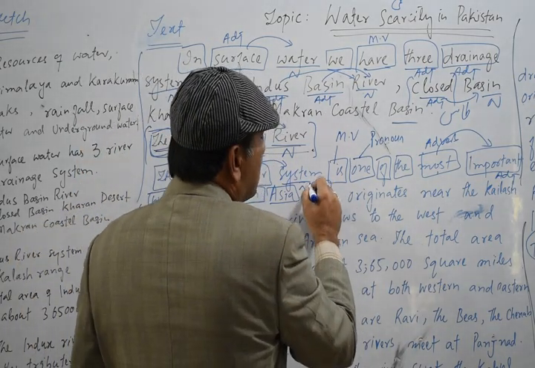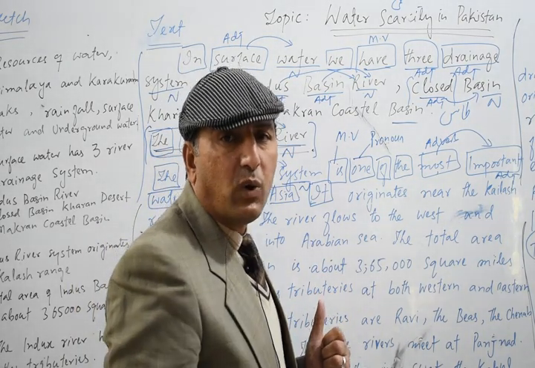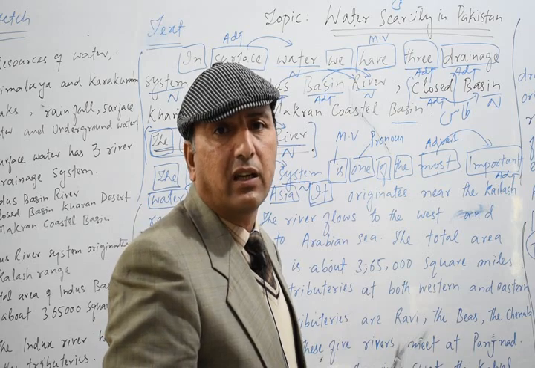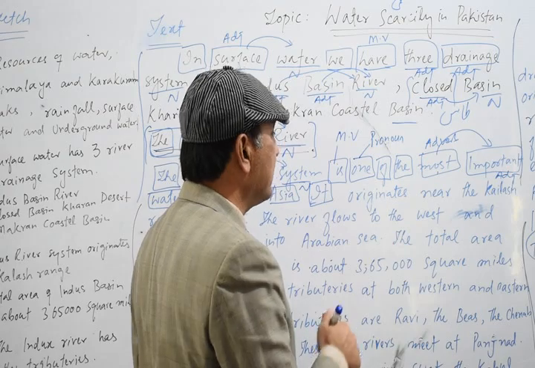It is also a personal pronoun. A personal pronoun. It is used for what? It is used for non-living things. बेजान चीज़ के लिए हम it इस्तेमाल करते हैं. He, she जो है वो living thing के लिए इस्तेमाल करते हैं.